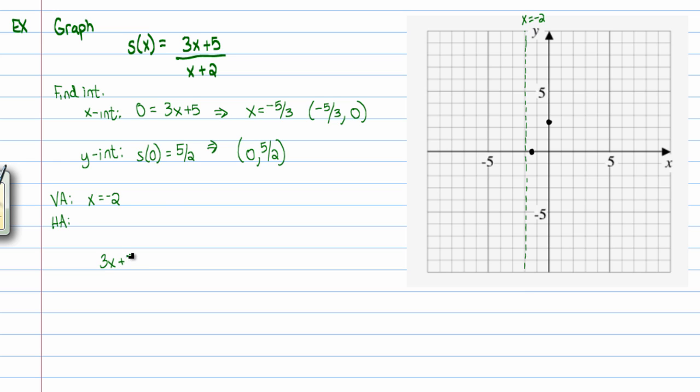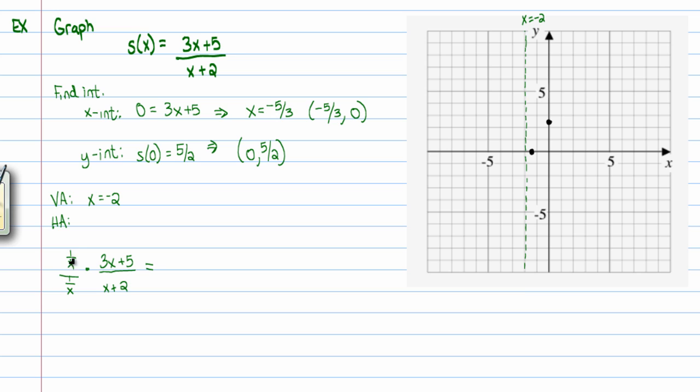If I had 3x plus 5 divided by x plus 2, as long as the x is not 0, that was my cat alarm. Okay. As long as x is non-zero, would you agree that I could divide both top and bottom by x? In other words, that I could multiply both top and bottom of this fraction by 1 over x.